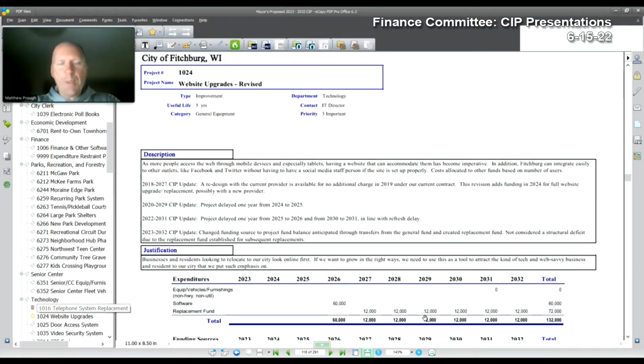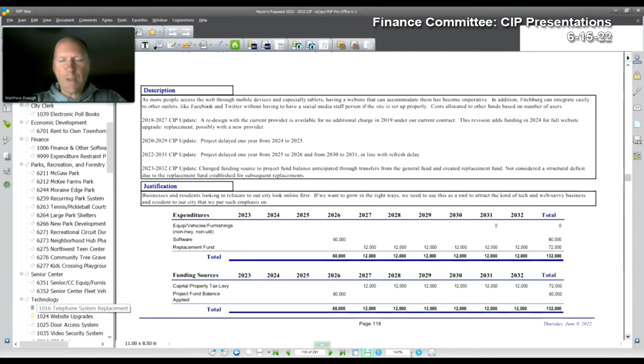We have a tentative plan in 2026 to replace the website completely. Right now, we're in the middle of a refresh, which is basically an update of the look of the website. We're not changing the back end of the website. We're not changing the content. It's just part of the process we get with our current web host provider. And then Misty mentioned this earlier, but there's a replacement fund then in 2027 and beyond to do this process again, roughly every 5 years.